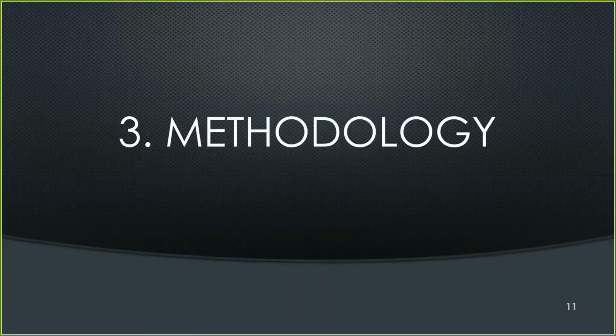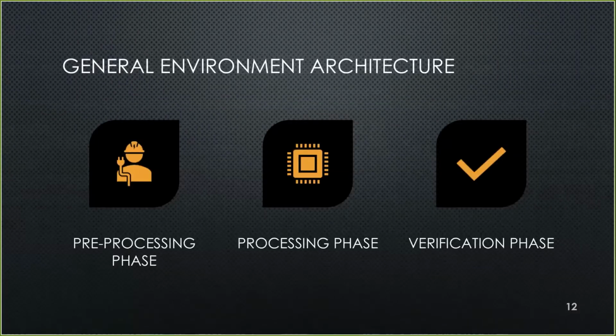Moving to the third section, which will present the pipeline or the phases adapted to construct this type of corpus. The first phase is the pre-processing phase, and the output of this phase feeds the next phase, which is the processing phase. The last one is the verification phase by an expert in the Arabic language, in order to give credibility to our corpus.